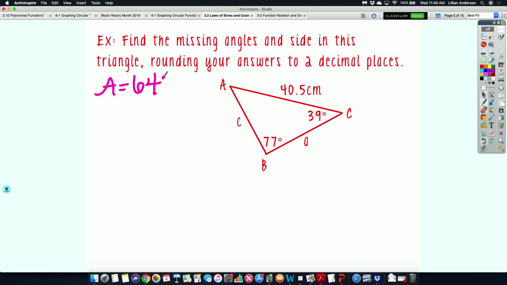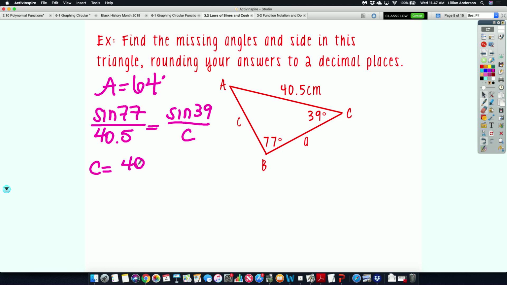To find C, side C, someone volunteer. Can you set it up for me, please? Very good. When I cross multiply and divide, I will have 40.5 sine 39, all divided by the sine of 77, yes? Okay. Now, real quick, if you notice, I skipped that intermediate step of showing what it equals and then doing the division part. I can do that. I've been doing this for a really, really long time.